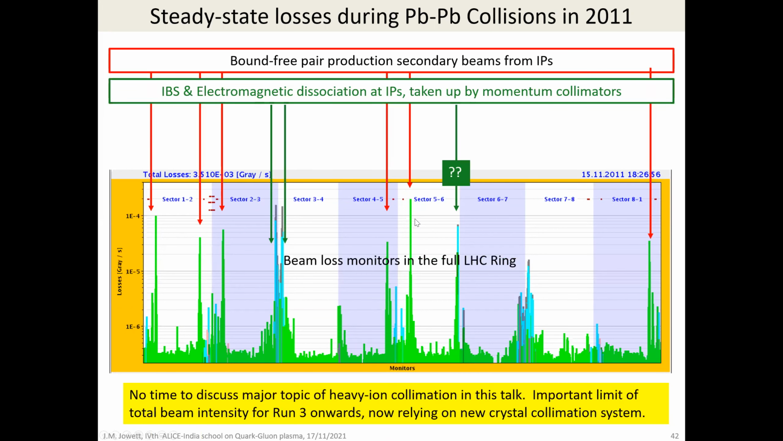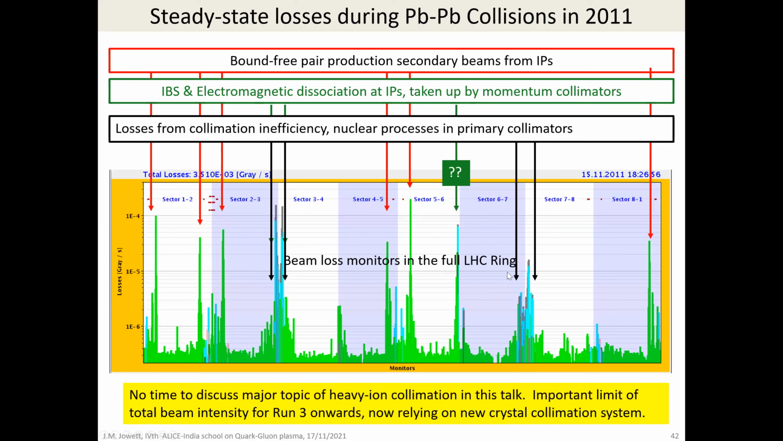Then I mentioned also there's electromagnetic dissociation effects. Those beams, since they have a smaller rigidity shift, actually propagate around the ring and are finally intercepted by the momentum collimators. These are objects that are pushed close to the beam to take up particles that are deviating from the proper orbits before they can be lost anywhere else where they might do some damage or cause quenches. So in the momentum collimation sections here, you see these losses, although they're coming from the interaction points. And you also see losses from collimation inefficiency.